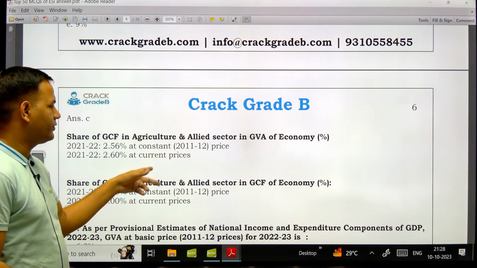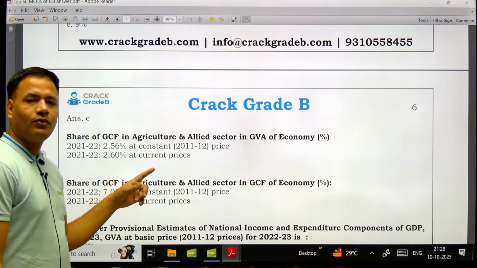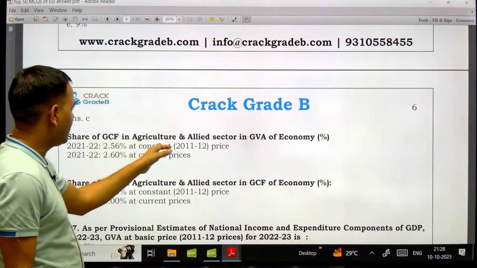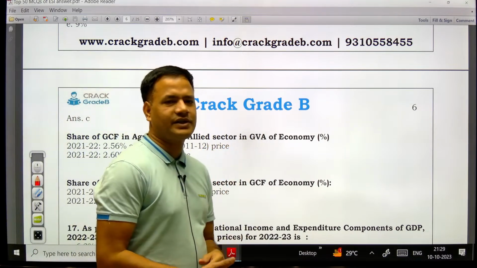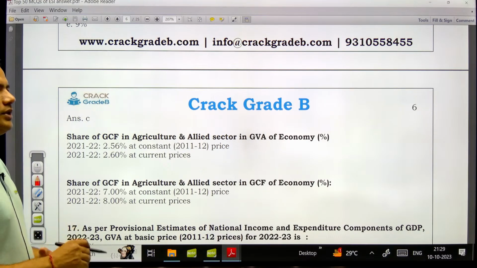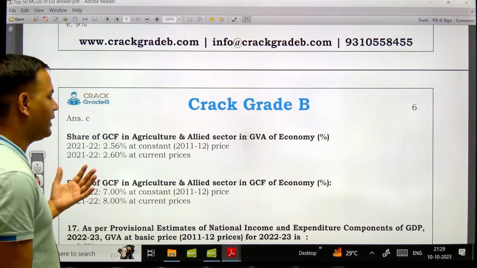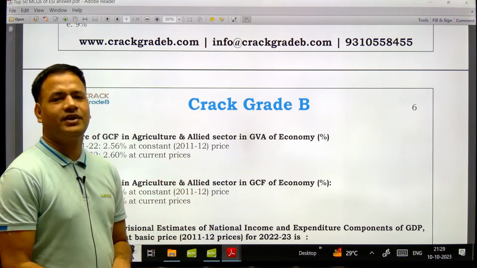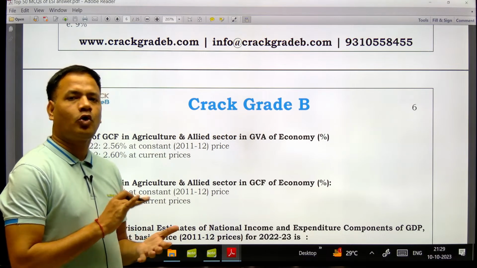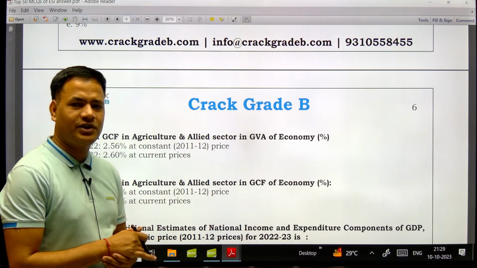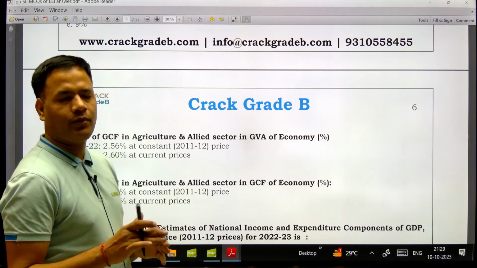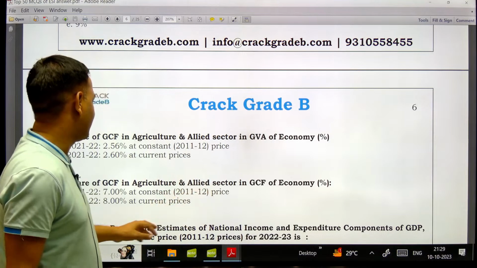Last year one of these two questions was asked, I think the share of GCF in agriculture sector in total GVA of economy was asked last year. So such data is important. And last time also I discussed the same GCF of economy in the most important MCQs tab. Cropping intensity, Economic Survey, GDP related, GVA related various facts. Last time also I discussed in most important MCQs, and they were asked in the exam.